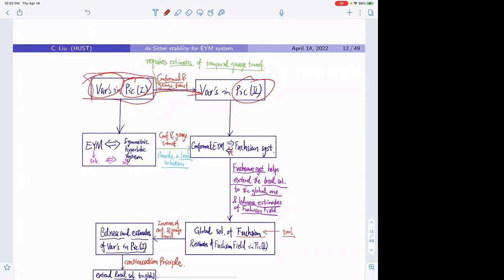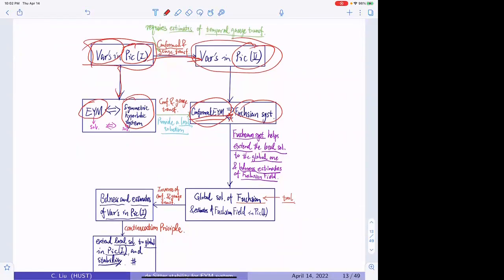We want to use picture one, I mean the physical picture, to get the local existence, because in this picture, we can prove the Einstein-Yang-Mills equation is totally equivalent to some symmetric hyperbolic system. This we can prove. But in the second picture, the conformal picture, we will prove that the conformal Einstein-Yang-Mills equation will imply the function system. But on the contrary, the function system will not imply the conformal Einstein-Yang-Mills equation. So this is something very bad.